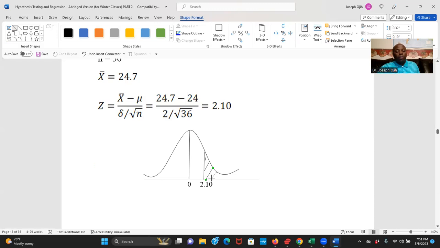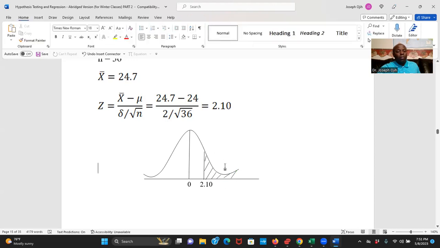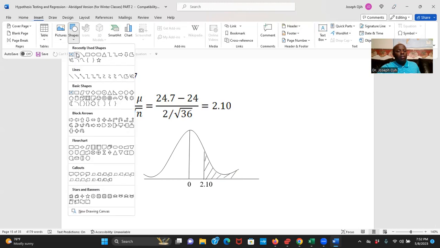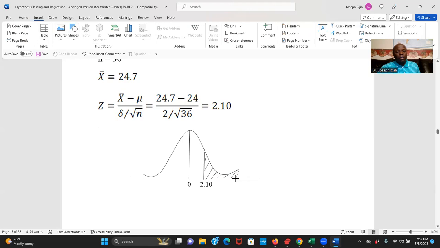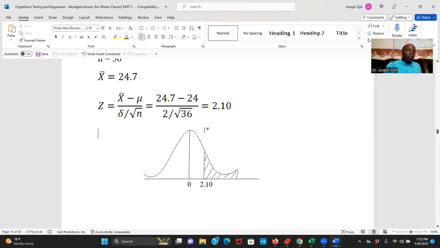So p-value. All right. I get this. So it is at the tail of the distribution. Okay, so our p-value, you can see, like I say, is at the right tail. So the p-value now becomes p-value.